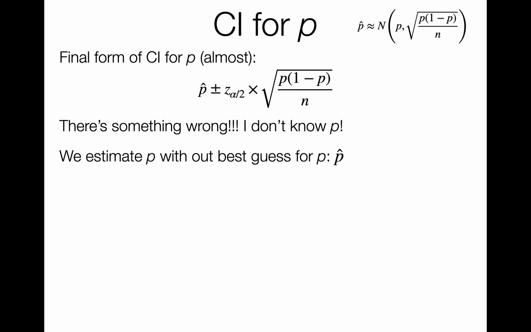So what we need to do is estimate it with our best guess for p, and it turns out that best guess is, of course, p hat. So now we have the final form of a confidence interval for p: p hat plus or minus z sub alpha over 2 times the square root of p hat times 1 minus p hat divided by n. So this is the formula that we're going to be working with.